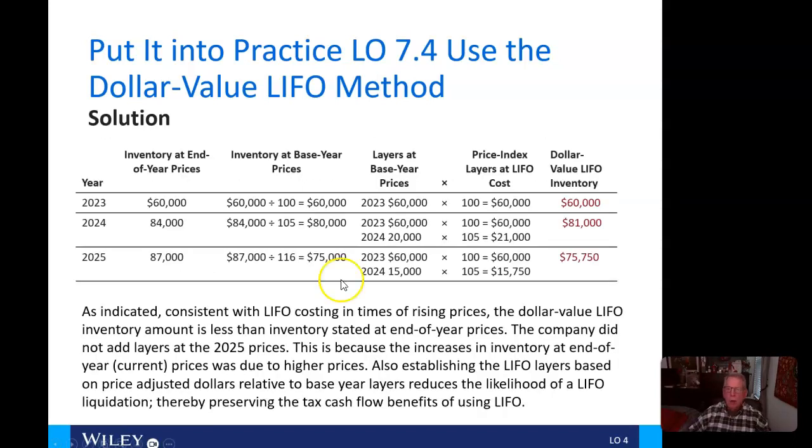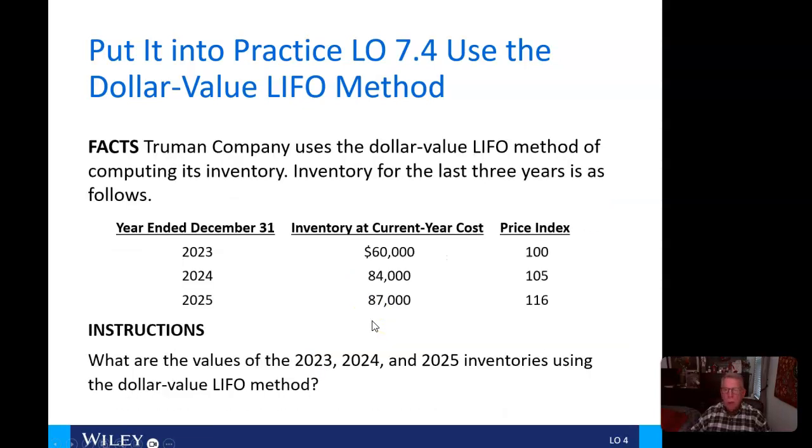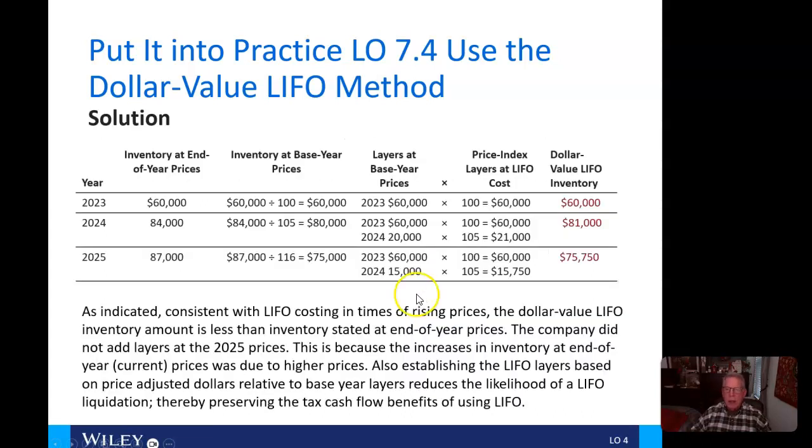Well, here's what we would do. Let's go back real quickly. Here's our 60,000, 84,000, 87,000. And here are those same numbers. We're going to adjust those for the price indexes, and then we'll base our layers on that.